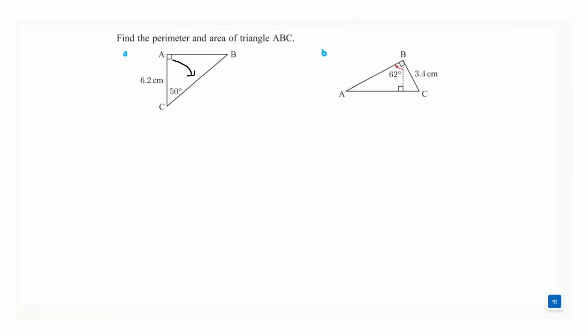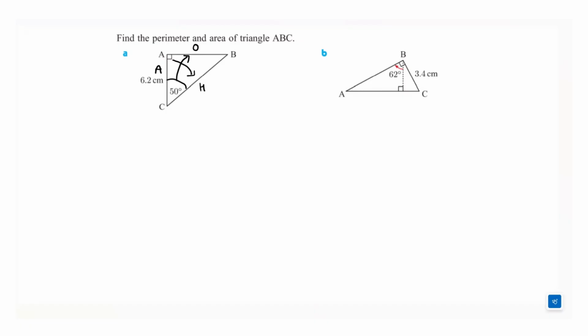The side which is in front of a 90-degree angle, that is H, and the side which is in front of the angle is O, and the one which is left is A. O means opposite, A means adjacent, H means hypotenuse. So after this, we need to use the trigonometric ratio.